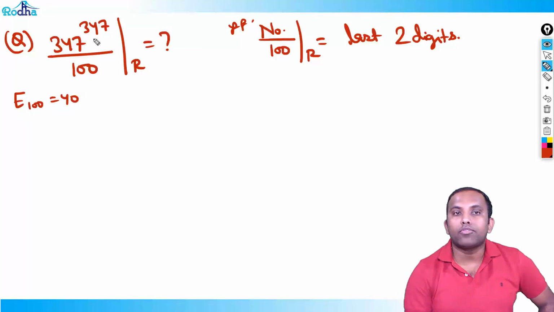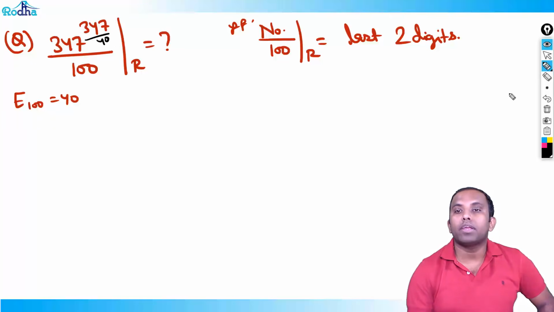And you divide this power by 40, the remainder left is around 27. So now 347 raised to 27, again a big number, right? So better to make it by Chinese Remainder Theorem rather than by Euler Theorem.